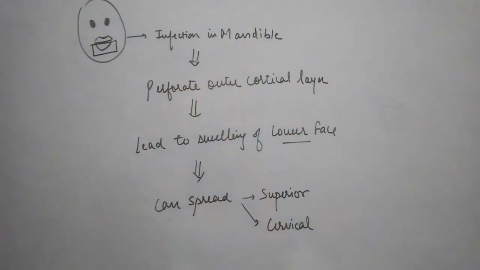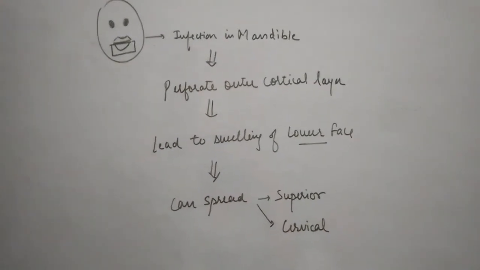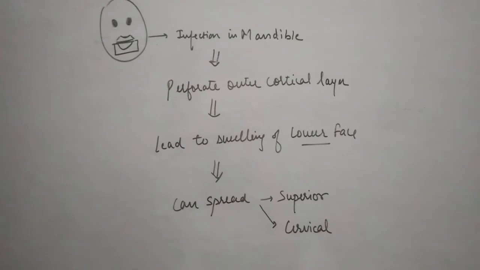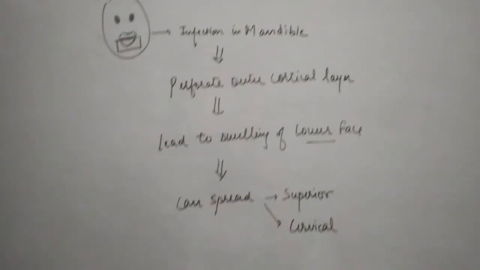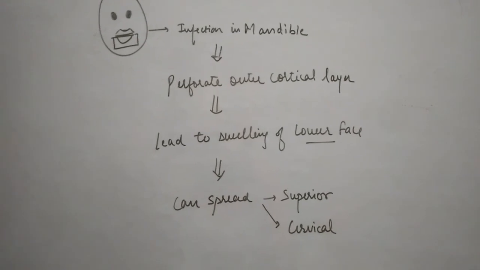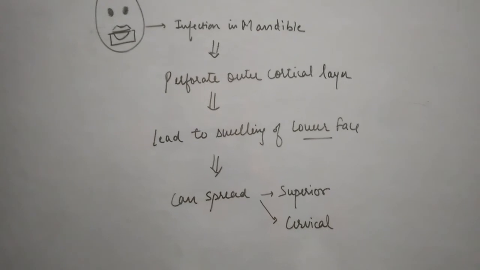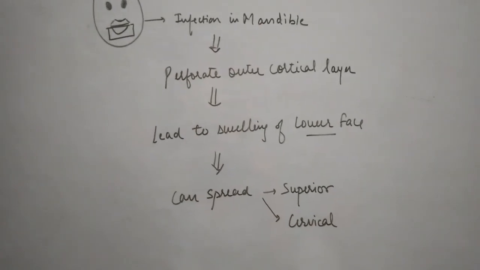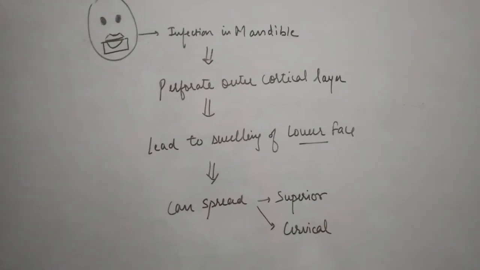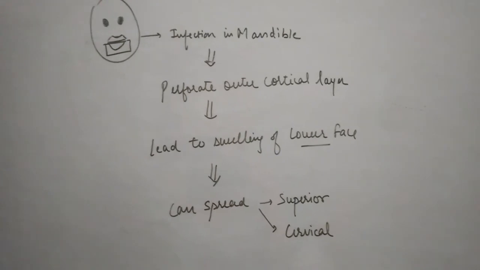Now the infection in the mandible is the same as in the maxilla, leading to perforation of the outer cortical layer and then swelling of the lower face. But in the later stages, it doesn't involve the entire face. In later stages, it may spread superiorly and cervically, and may lead to further complications; when it spreads cervically, it may lead to respiratory problems.